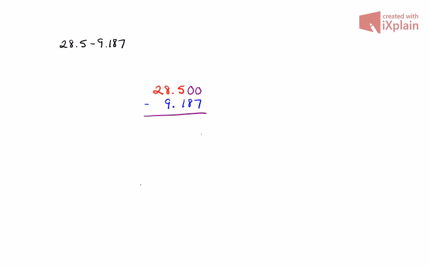I cannot take 7 away from 0, so I need to regroup or borrow. So in order to do that, I'm going to borrow from the 5, and that's going to leave me with a 4. That would make the 0 in the hundredths place become a 10. So now I can borrow or regroup from it. So that's going to leave a 9 here. And now that's going to make that 0 in the thousandths place a 10. 10 minus 7 will give me 3. 9 minus 8 is 1. 4 minus 1 is 3.